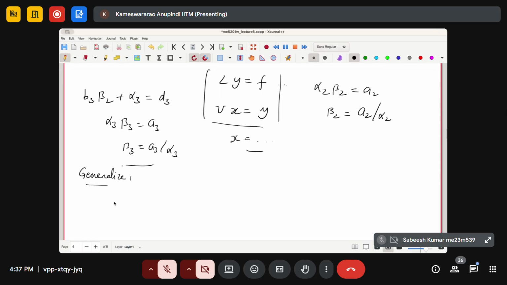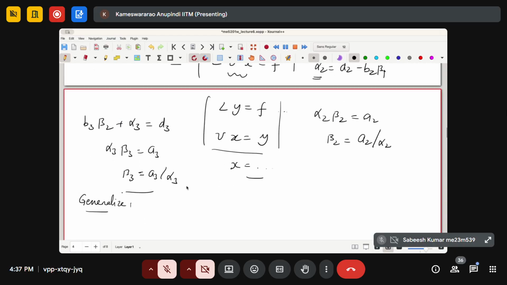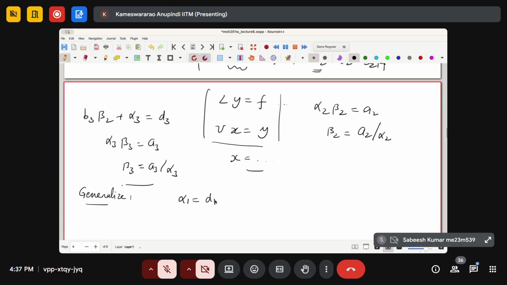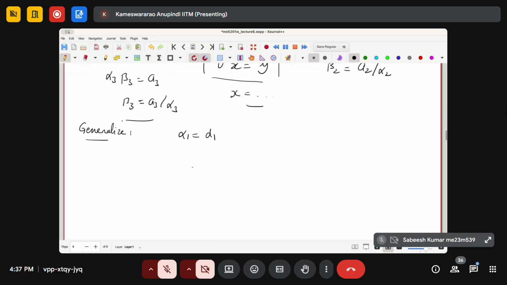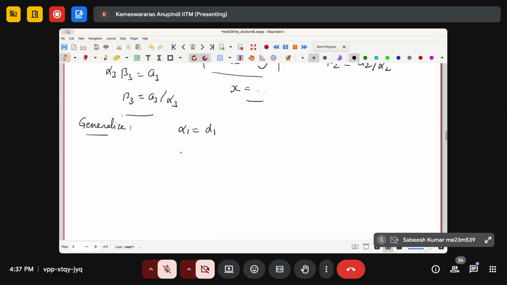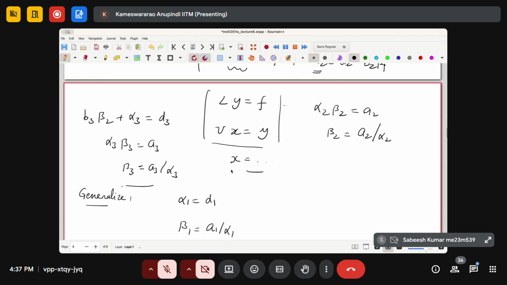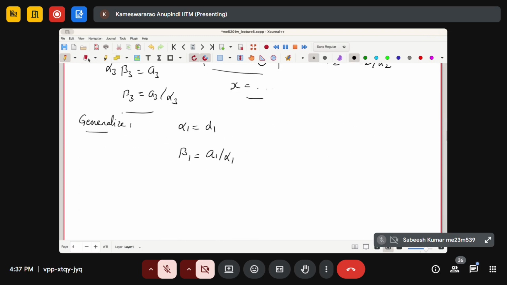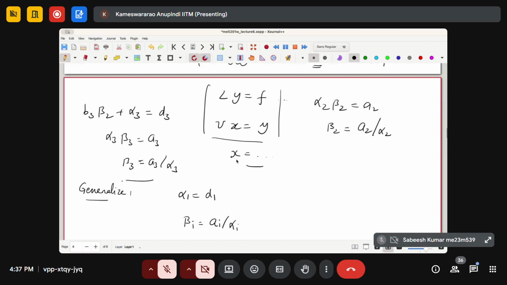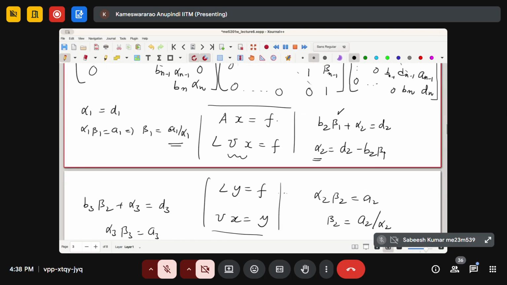If I were to generalize the algorithm, the first step is alpha 1 equals D1. Then I have beta 1 equals A1 by alpha 1. That means my beta I is always AI by alpha I, right? That's what it is. So I can write this as beta I equals AI by alpha I. Beta 1 all the way to beta n, you will get this.